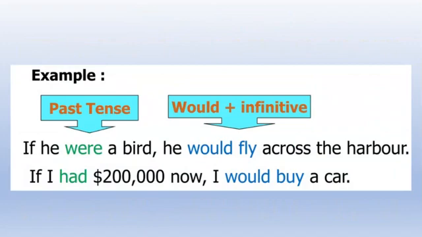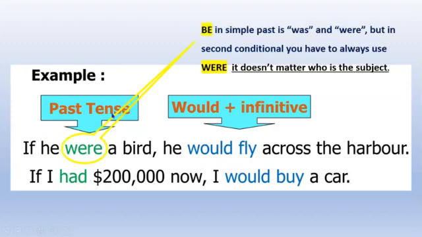Now, we have two examples. If I were a bird, I would fly across the harbor. Now, pay attention to this part. You have the expression were. Be in simple past is was or were, but in second conditional you can always use were. It doesn't matter who the subject is. You can say if he were, if she were, if I were, if it were, if you were, etc. You can say were with every single subject.